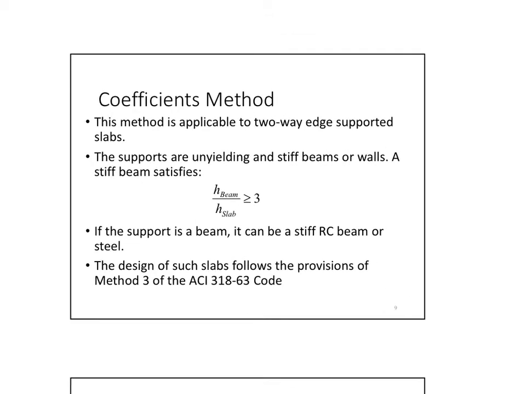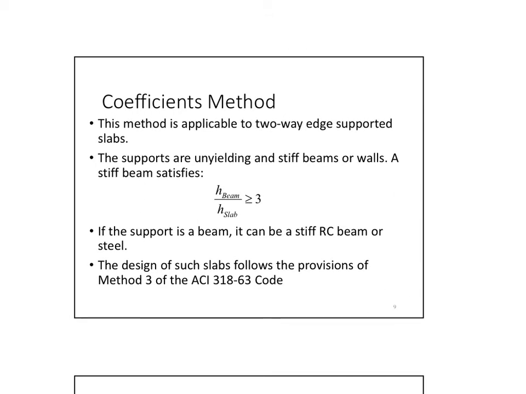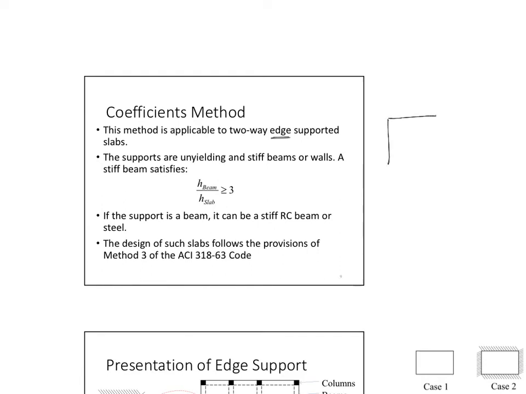Now, some conditions will have to apply to be able to use the coefficients method. What are those conditions? Number one is that it has to be a two-way edge supported slab, which means that in all the edges of the slab you have to have beams or anything similar to beams that we can say are considered stiff enough. So this is what I'm talking about. On each edge of the slab we have to have some member that can take this load. Okay, and now it has to be stiff enough. This is the first condition.